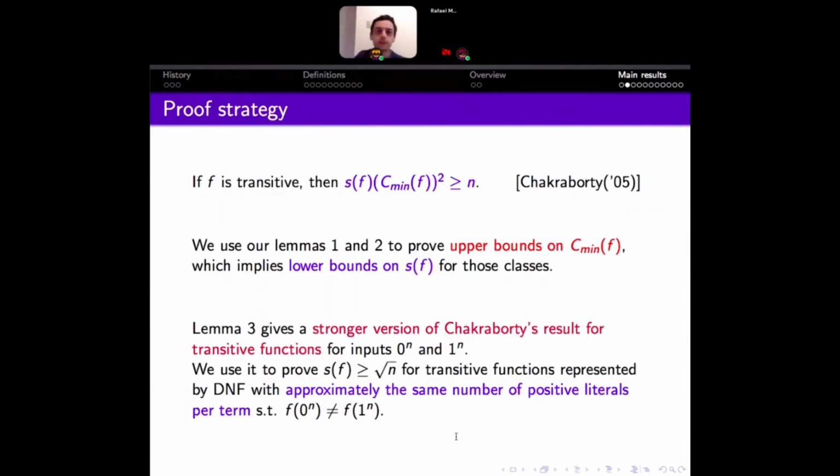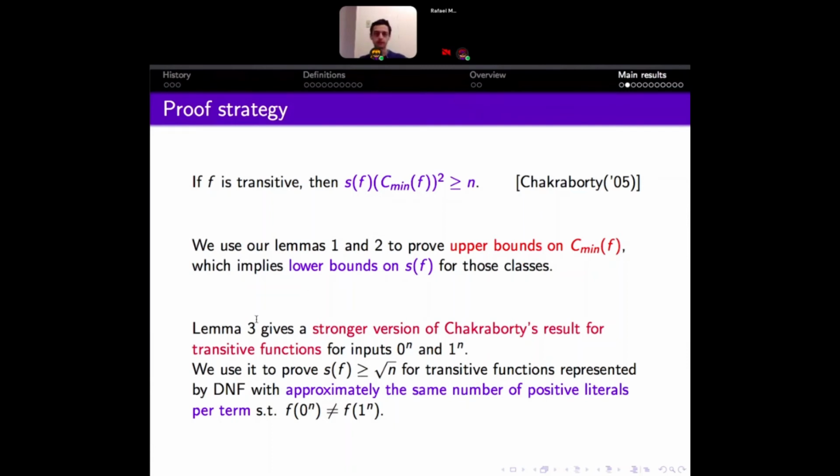So our proof strategy is going to be based on this result due to Chakraborty. This states that if f is transitive, then the product of its sensitivity and min certificate complexity squared is at least n. So this means that if you can now upper bound C min for transitive functions, that would immediately give a lower bound on sensitivity. And note that our lemmas 1 and 2 can be used to upper bound C min for some classes of transitive functions. And we use those combined with this result of Chakraborty to prove lower bounds on sensitivity for these classes.